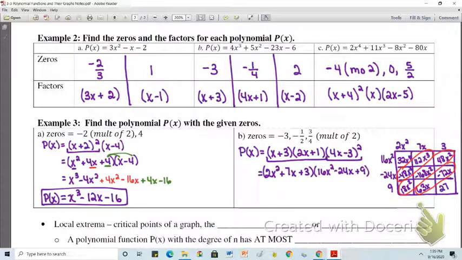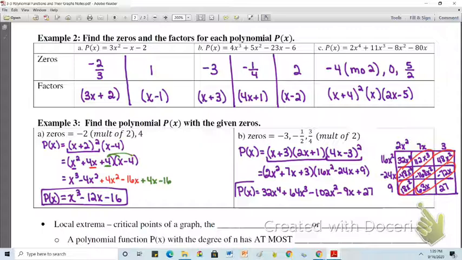So my final answer for this polynomial is P of x equals 32x to the 4th plus 64x to the 3rd minus 102x squared minus 9x plus 27.